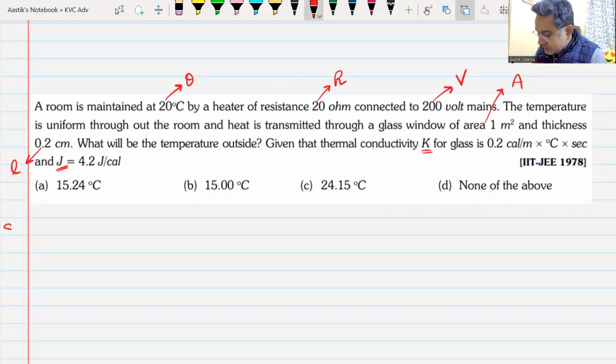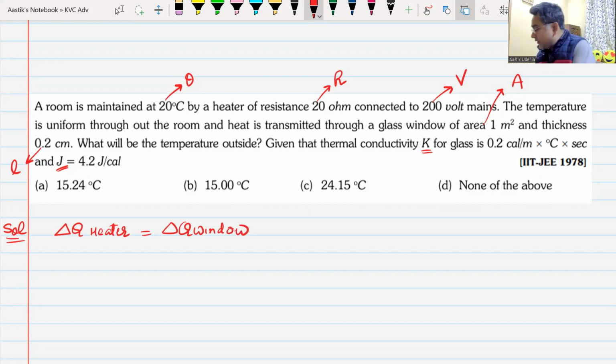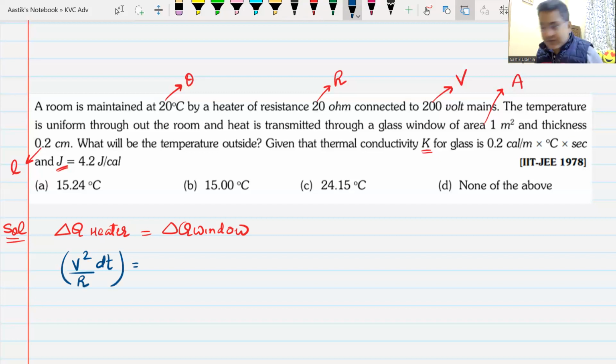So when will the temperature of the room remain constant? When the amount of heat given by the heater is equal to the amount of heat which is entering through the window. The heat given by the heater is electrical. It is V square by R, the power, multiplied by the time, let us say dt. That must be equal to the heat conducted through the window, K into A by L, where L is the thickness of the conductor, into the difference in temperature, multiplied by dt. dt and dt get cancelled.